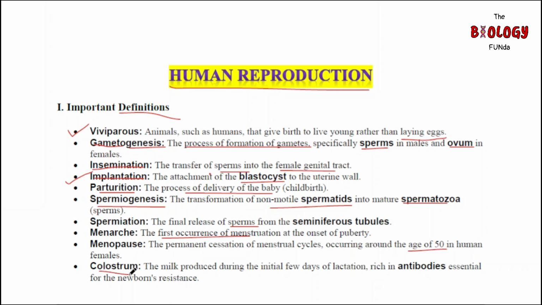Colostrum is the milk that is produced during the initial few days of lactation. Now this colostrum is rich in antibodies and it is very important for the newborn's health. Newborn can resist several diseases because of this.